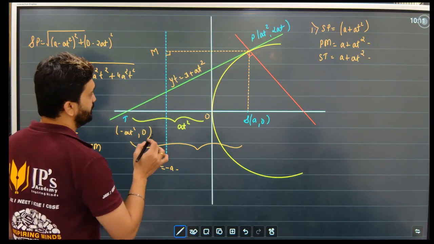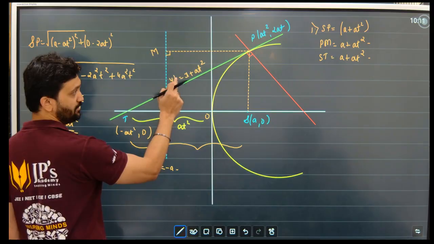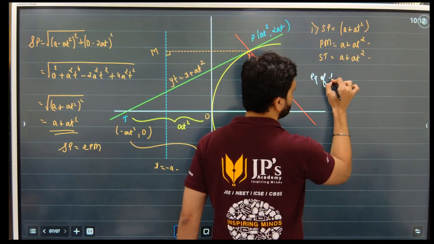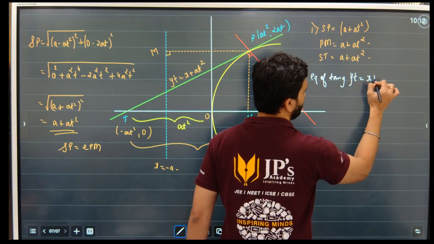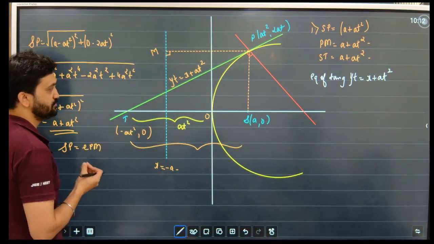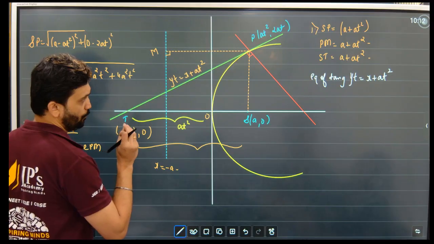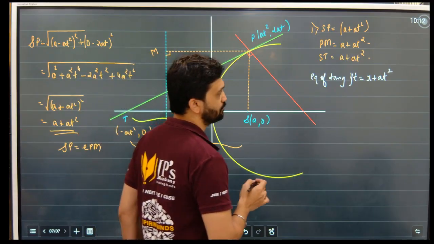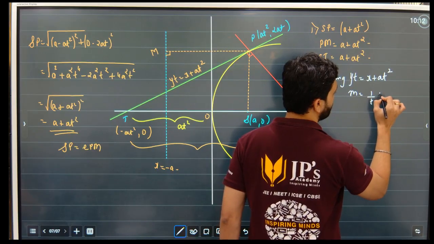Now, can you tell me what will be the slope of the normal? I have the equation of tangent. My equation of tangent is yt is equal to x plus at². What will I get from this equation? Can I get the slope? What is the slope? The slope will become 1 by t.